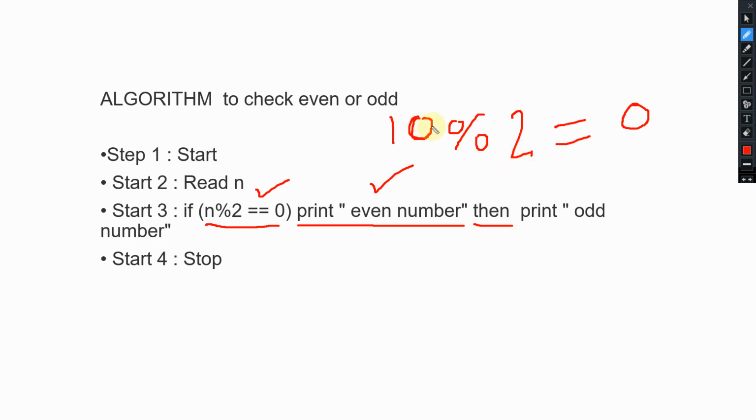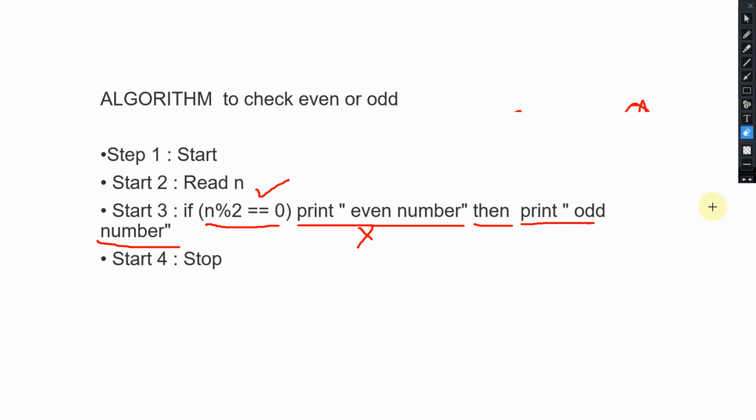Suppose the number is 19 and in this case the remainder will be 1. In that case it is not an even number, so this message will not get printed. Then the second message which follows this else clause will get printed. So here it is an odd number. I hope you people have got this concept. An algorithm is a step-by-step procedure and you have to write it like this.